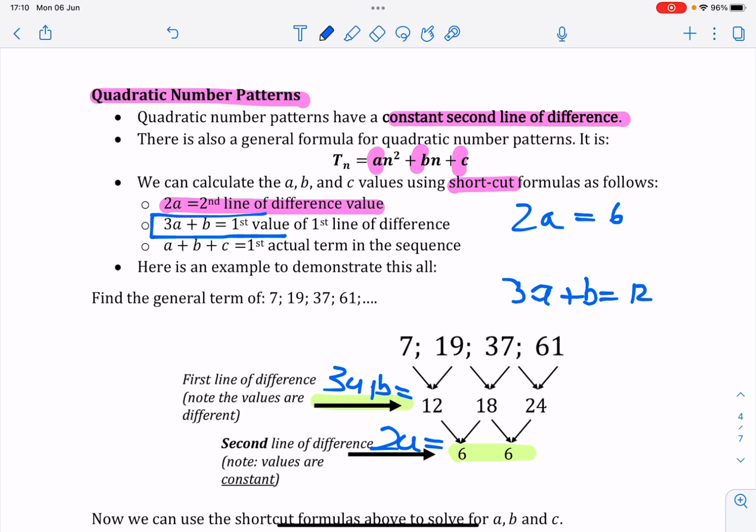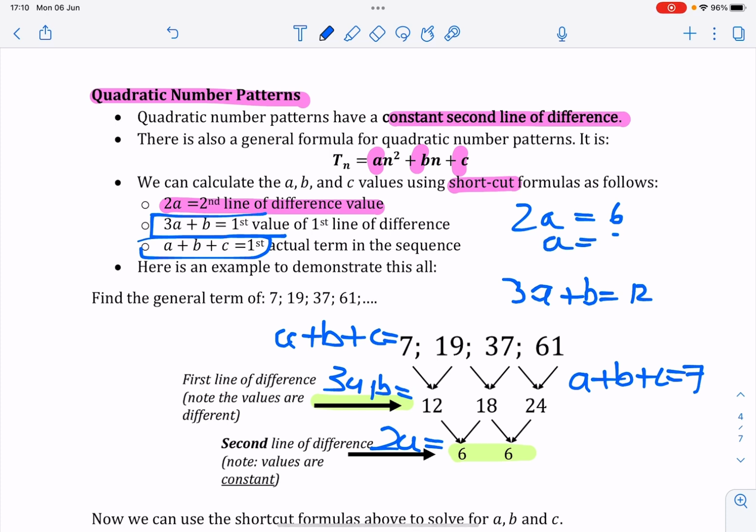The next one is a plus b plus c equals the first term. A plus b plus c is equal to 7. And we then solve from top to bottom. So 2a is equal to 6, so a is equal to 3. Then we can sub in that a value in our next formula. So 3 times 3 plus b is equal to 12. So b is equal to 12 minus 9, which is 3.